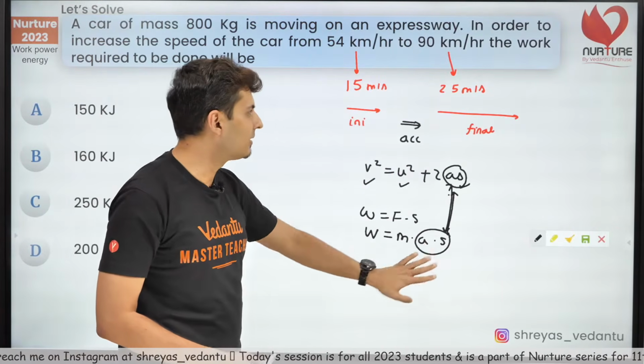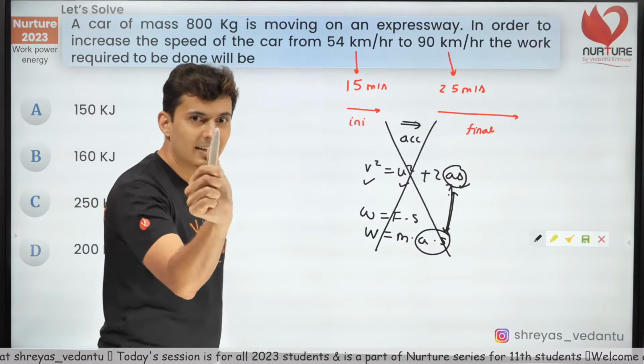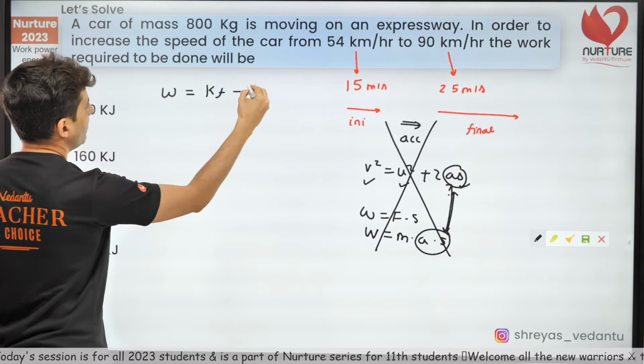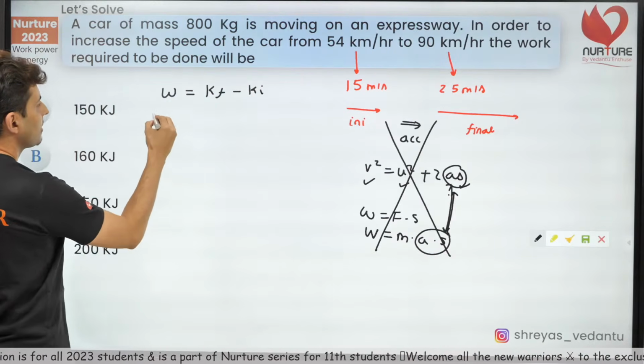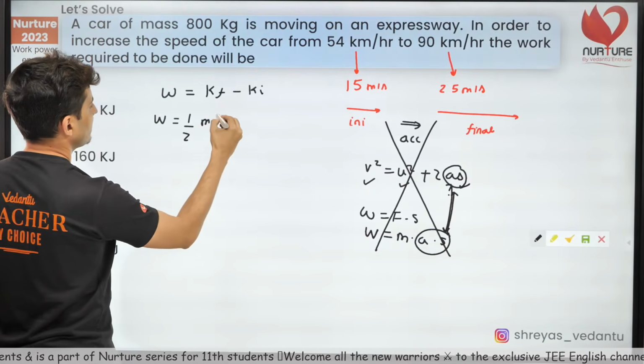We can avoid all of this. How do you avoid all of this? Very simple. Use the work kinetic energy theorem. Work is final minus initial kinetic energy. So half m, what is m? I don't know, but let's just put it as m.